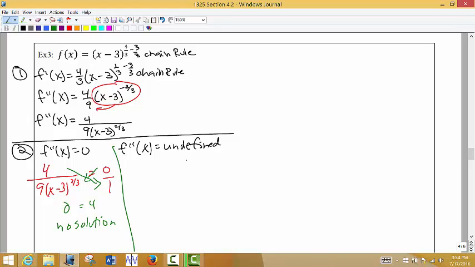What about where the second derivative is undefined? Well, we do have a variable in the denominator. So let's take our denominator with that variable in it and set it equal to 0. So does our denominator ever get a 0 in it? What x value would cause that to happen? All right, so we're going to divide both sides by 9.